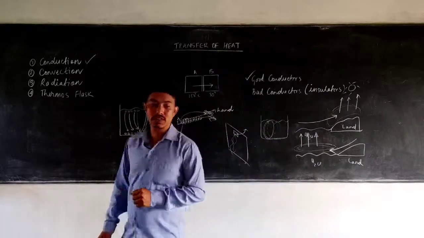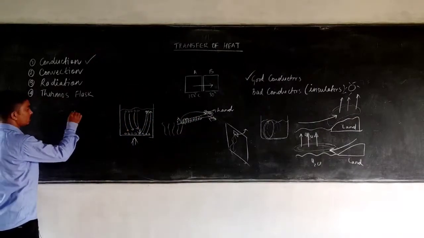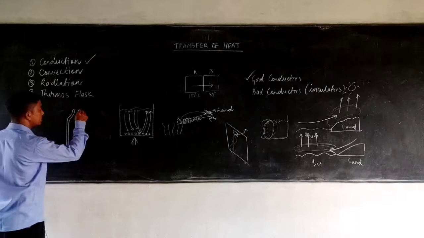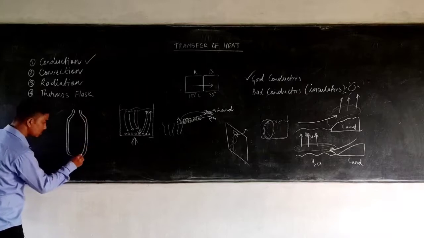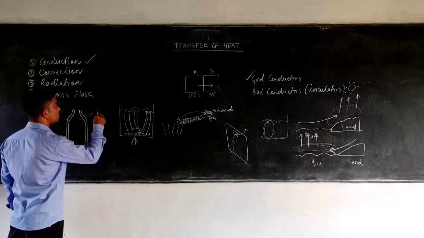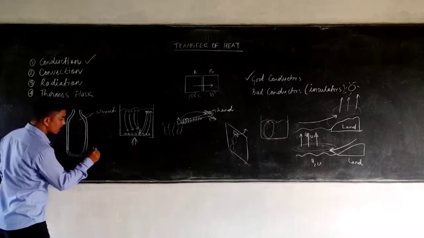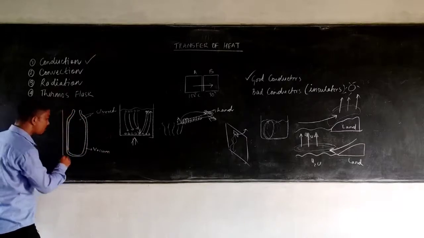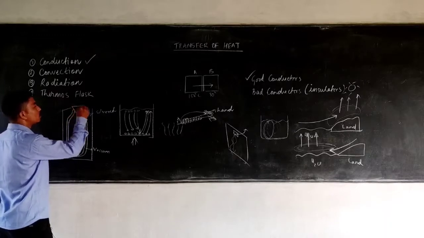The construction of the thermos flask is as follows. Innermost, it contains a double walled glass vessel, something like this. It is silvered on the inside and also on the outside. Between these two glass walls there is empty space, that is a vacuum. This glass vessel is kept inside a plastic cage, and then we have a stopper at the top, which is usually made out of wood or cork.